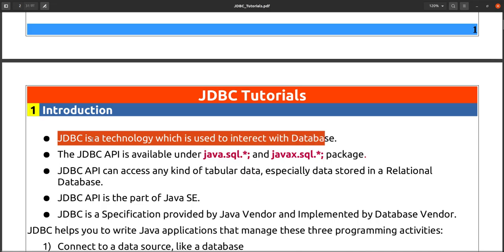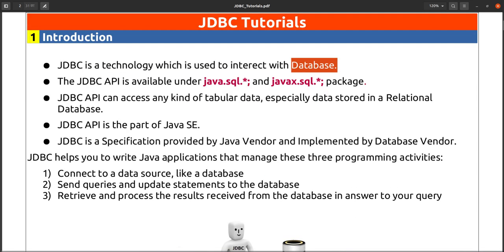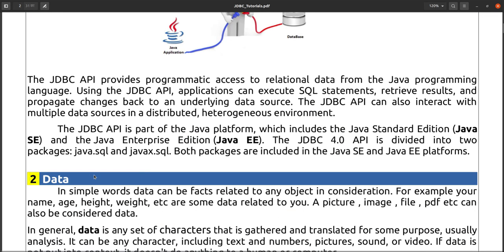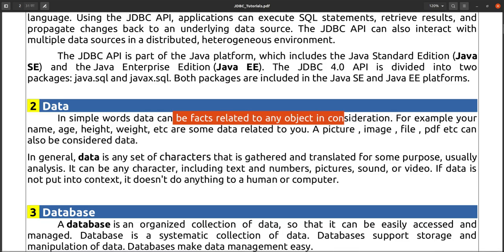Okay, so here we have seen one definition of JDBC. JDBC is a technology which is used to interact with the database. And what is a database? A database is nothing but the storage of data. And what is data? If we have to define data, then data is nothing but facts related to any object in consideration.